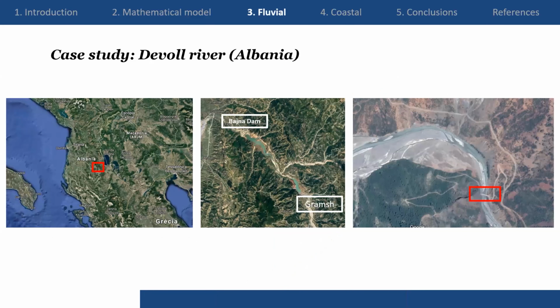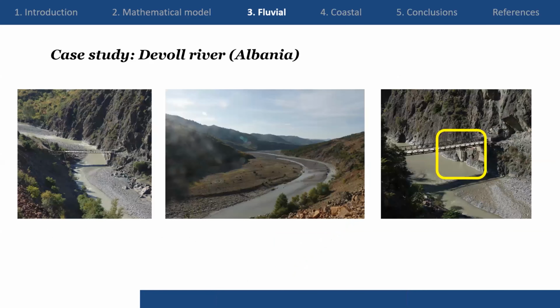Presenting now this case study in the Devoll River. The Devoll is a typical mountain river in Albania, where a dam was built, and the operator of the dam had in its contract that monitoring of the river upstream of the dam has to be made. So they chose a place in a bend of the river.